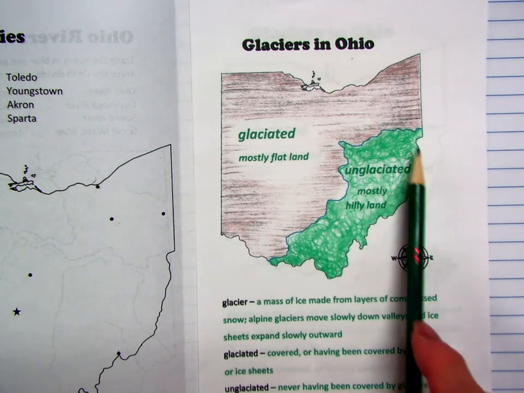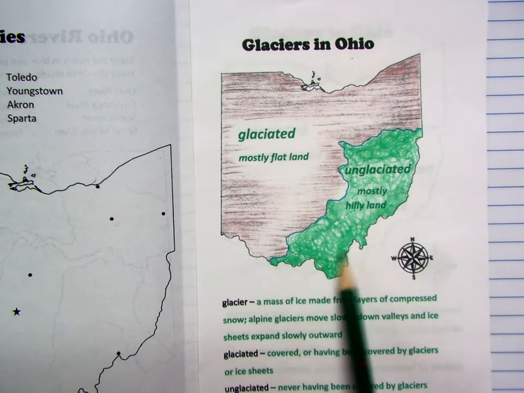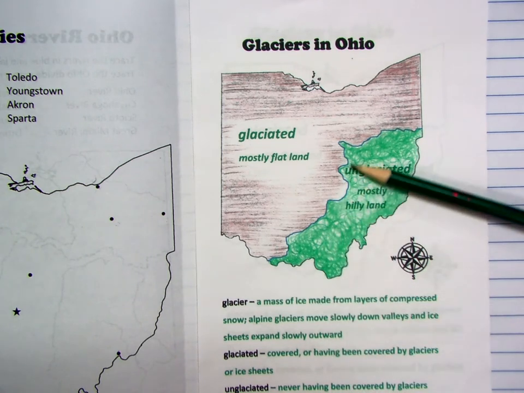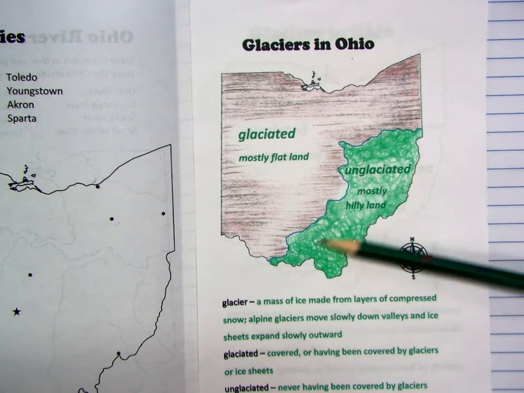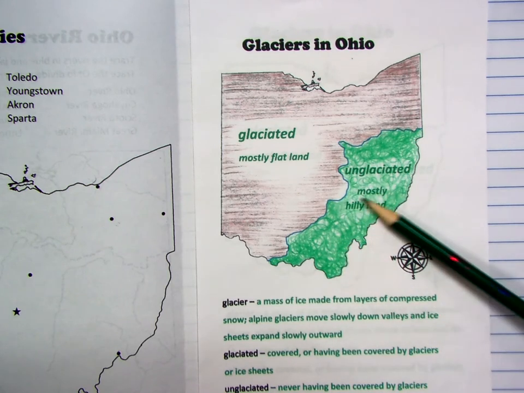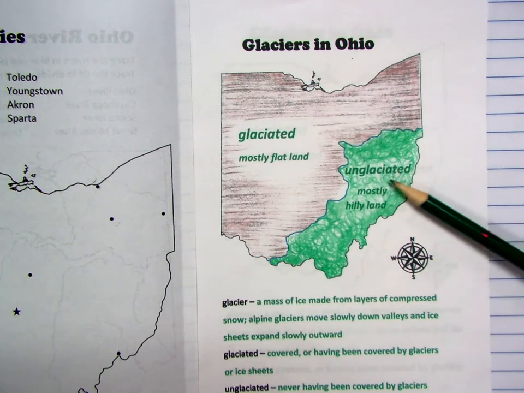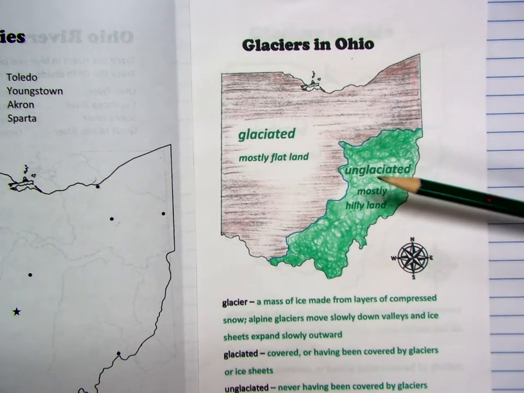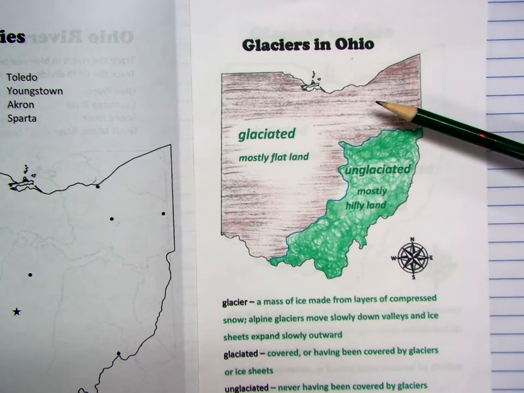In this area, you're going to put curly green lines to cover this because most of this is covered with hills and forests. And in fact, the Wayne National Forest is in this part of Ohio right here. So this will differentiate the flat part of Ohio from the hilly part of Ohio with color and the style of your coloring.